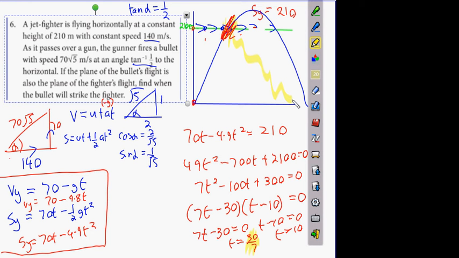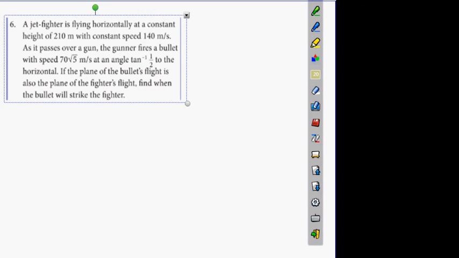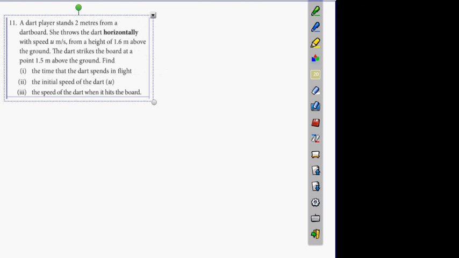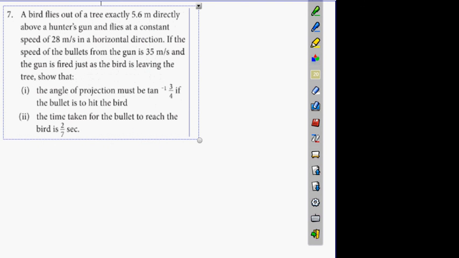You good? Okay. Question 7. I think that's the bird one. A bird flies out of a tree exactly 5.6 meters directly above a hunter's gun and flies at a constant speed of 28 meters per second in a horizontal direction. If the speed of the bullet from the gun is 35 meters per second and the gun is fired just as the bird is leaving the nest, show that the angle of projection must be tan inverse 3/4 if the bullet is to hit the bird.